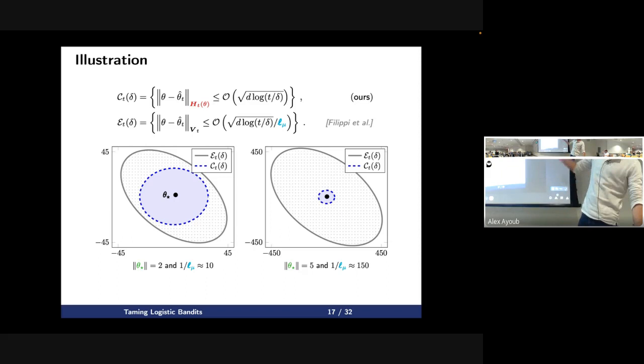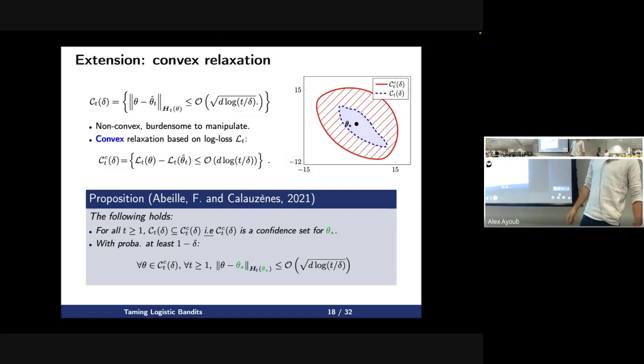But there is a price to pay. Okay, so it is better, but the price to pay is that we no longer have an ellipsoid. In general, we have this weird blue shape. It's really painful to manipulate, even to compute. It can be non-convex, and there is nothing we can do about it. We want to be tight, and the problem is a bit complicated. Let's be reasonable, but we have a non-ellipsoidal confidence set.